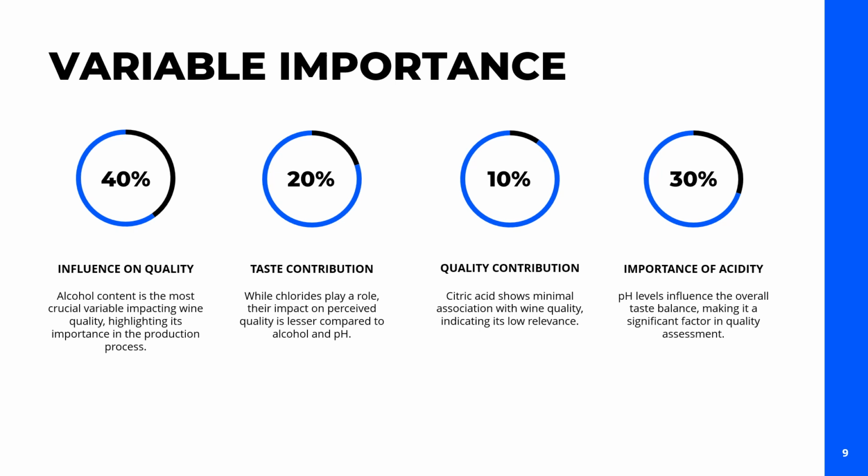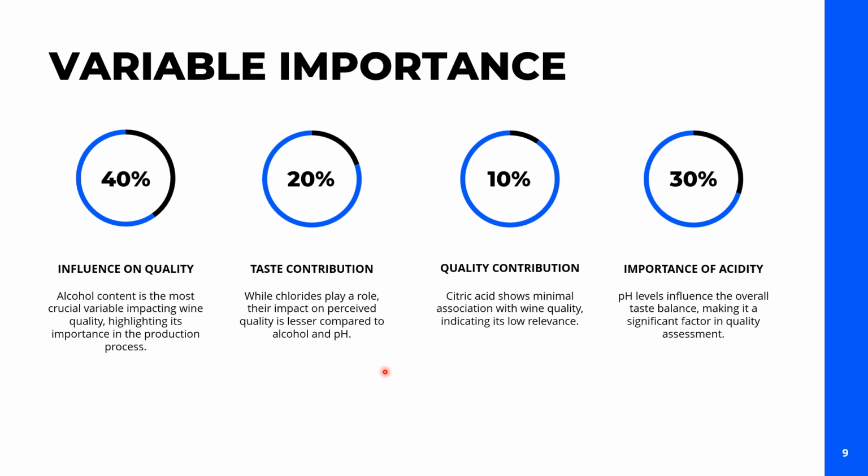Variable importance. And this is very much important. We have broken it into the taste aspect and then ultimately the importance of the acidity, which we will discuss in this slide specifically. So what we have observed is the alcohol content is the most crucial variable impacting the wine quality, highlighting its importance in the production process as well.